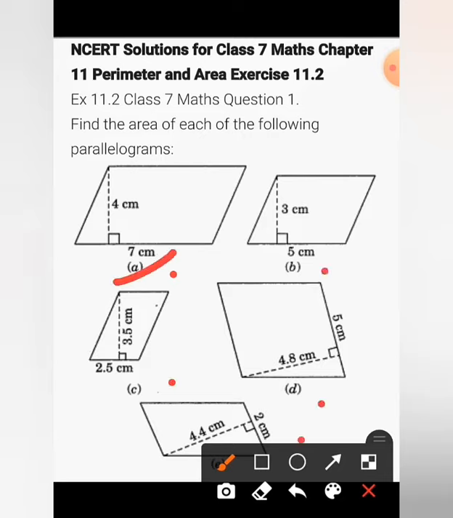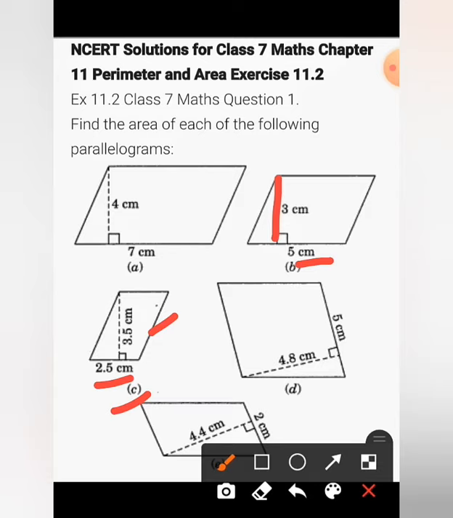In first figure A, if you see carefully, this is your height 4 centimeter and this 7 centimeter is your base. So you can easily multiply and you will get the area. Similarly for second one, this is the height 3 centimeter and this 5 centimeter is the base. In third figure C, 3.5 centimeter is the height and 2.5 centimeter is the base.